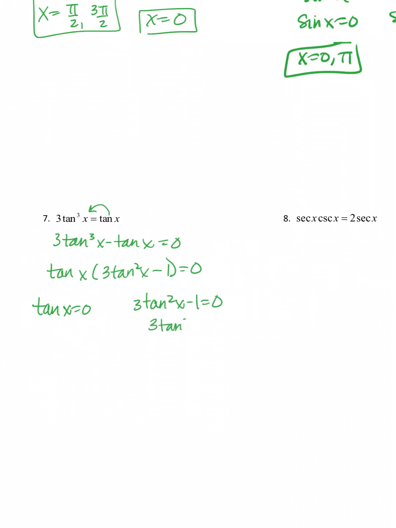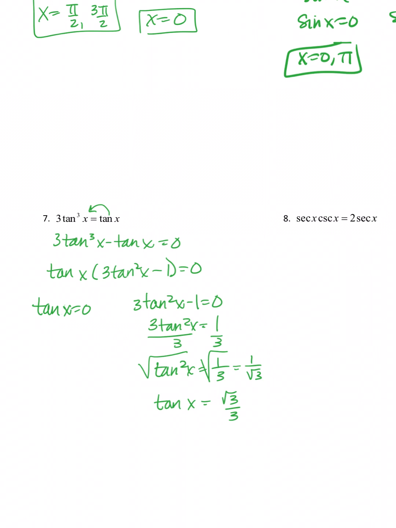3 tangent squared x equals 1. Divide by 3. Tangent squared x is equal to 1 over 3. Then I take the square root, right? When I take the square root of this, I'm going to find out that the tangent of x is going to be, remember this is going to be 1 over the square root of 3. When I rationalize that, it becomes square root of 3 over 3. And because I took the square root, I have to put plus or minus.